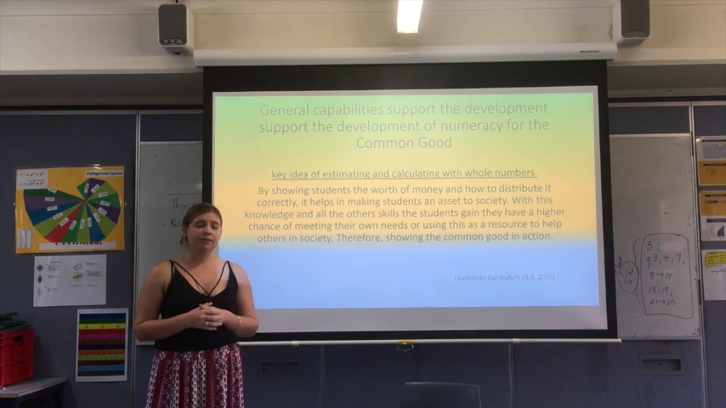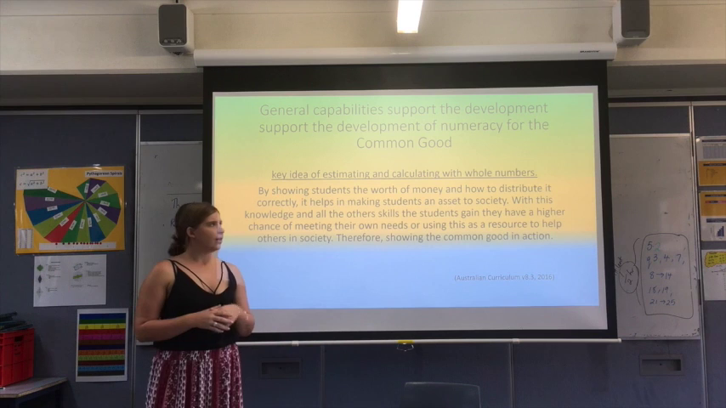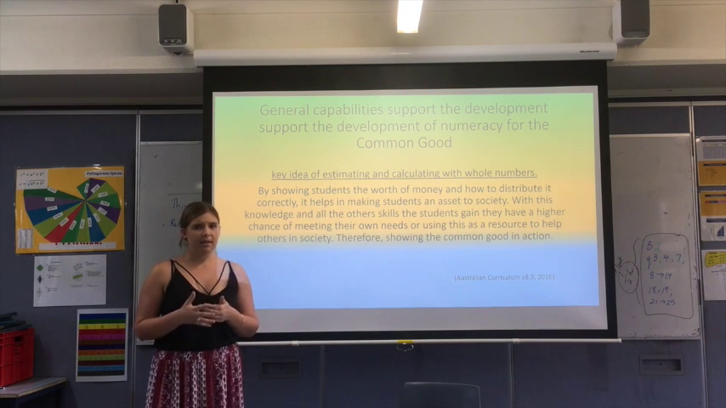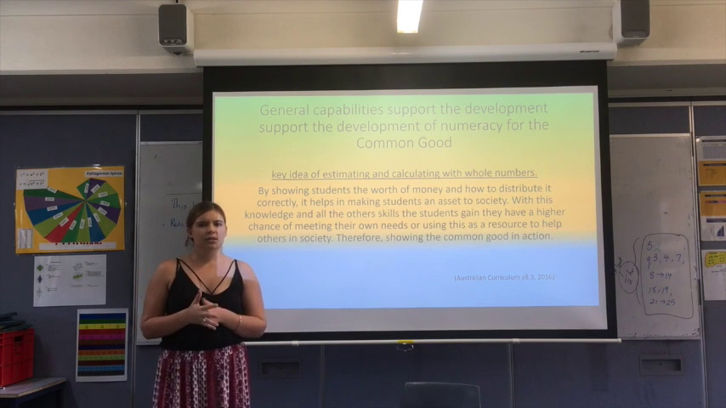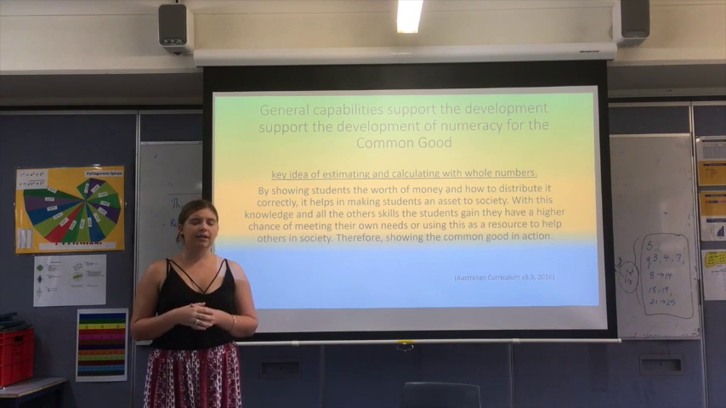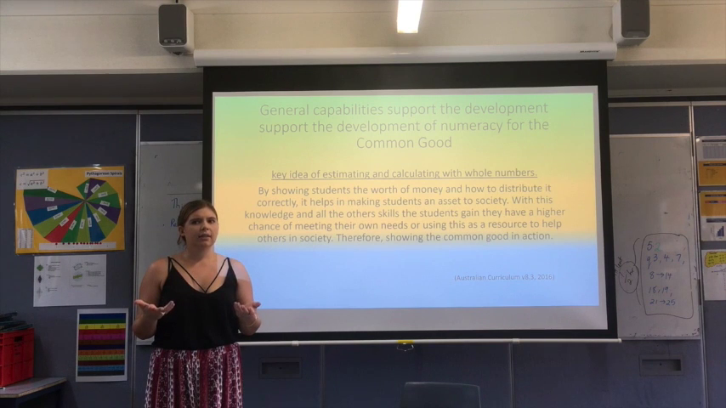An example of this can be seen within the key idea of estimating and calculating with whole numbers. By showing students the worth of money and how to use it responsibly, this gives them knowledge and skills, and it then gives them a higher chance of meeting their own needs or using this knowledge to assist others in their needs. So therefore, this shows the common good in action.